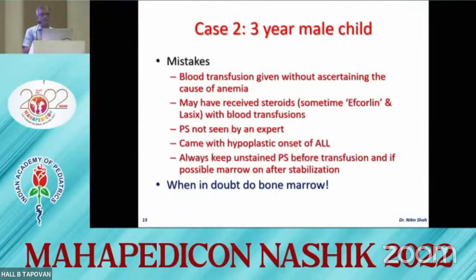Mind you, we see at least 3 to 4 cases every year who have seemingly normal count, have received blood transfusion and come with leukemia after 2 or 3 months. Have received steroids for 10-15 days like the first child, enough to make someone go into temporary remission, come back with a relapse after 2 or 3 months. So he was given blood transfusion without ascertaining the cause. He might have received steroids as efcorlin with the blood transfusion.